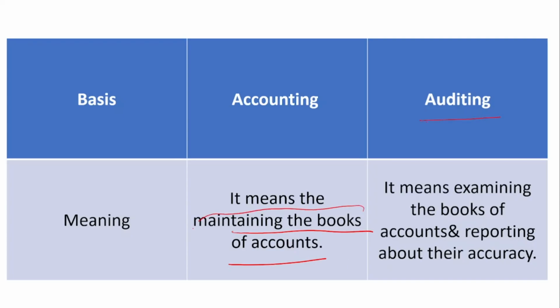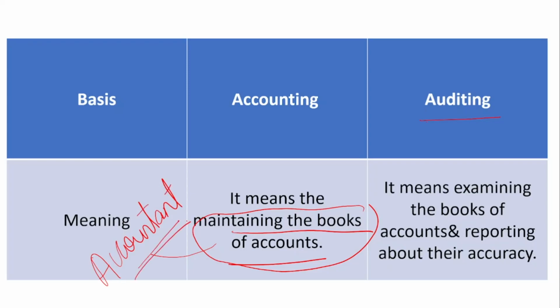Whatever books of accounts the accountant has maintained, examining those books of accounts, checking whether they are correct or not, and then reporting about their accuracy, reporting how accurate the financial statements or the books of accounts maintained by the accountants are. That is the work, or the meaning, of auditing.